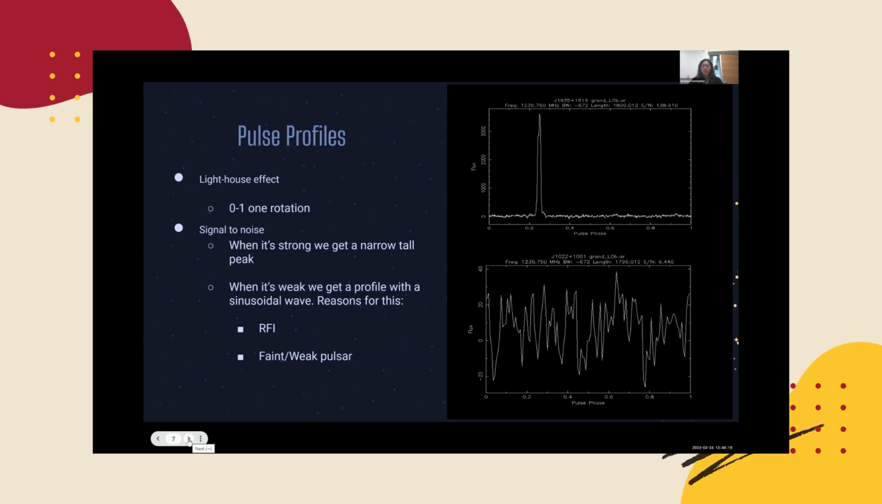The first graph is an example of a really good pulse profile graph. We want to look for tall peaks with not much going on at the bottom. On the x-axis, we see 0 to 1. That means it's one rotation of the pulsar. The second graph is a good example of a bad pulse profile. So you see a sine wave-like function with jagged lines. And this could be due to the pulsar being really faint or RFI.